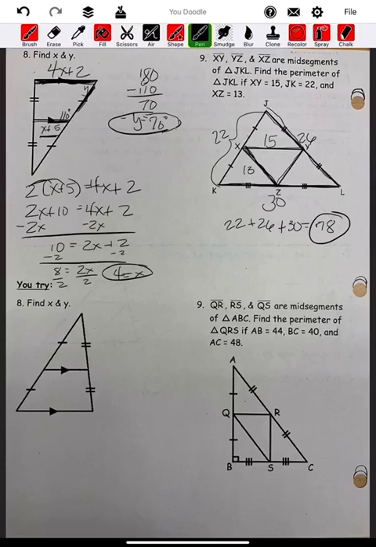So now we're going to move on to another one, finding the x and y. So we're told that they're both parallel because they're little triangles. And then we see our congruent marks, so we know these are mid-segments because this side is congruent to this side, so it's split in half. And this side is congruent to this side, again, split in half.